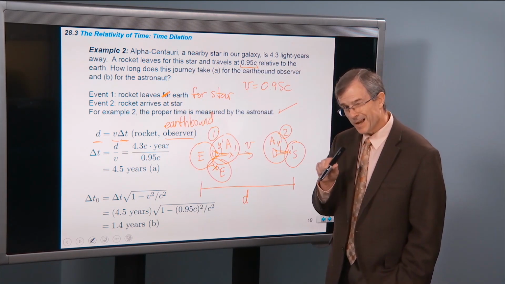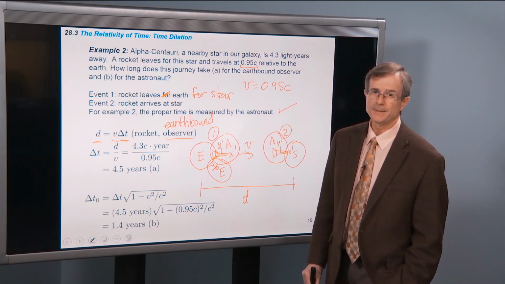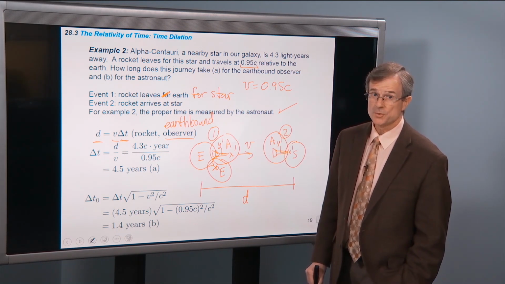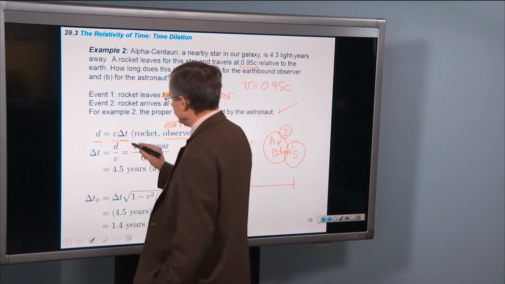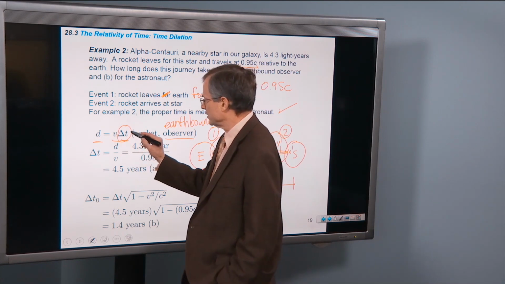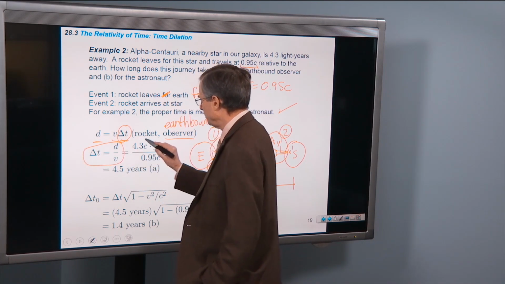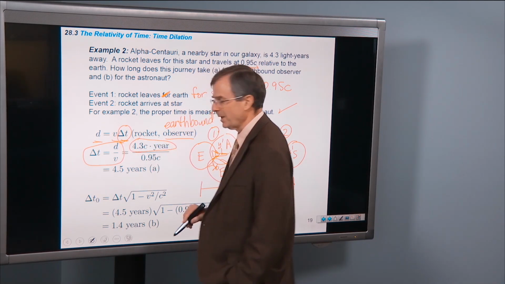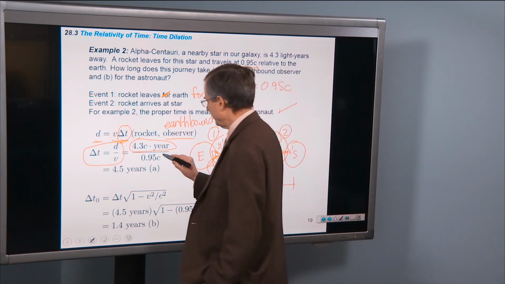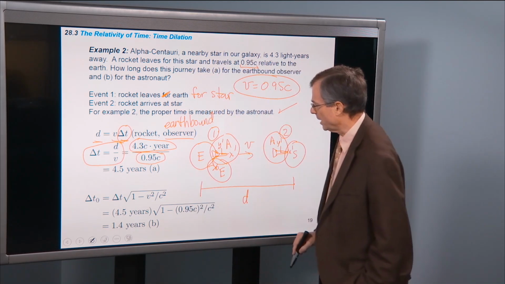And that time is not going to be the proper time. The proper time is going to be observed by the astronaut. So we can solve this equation for delta t by dividing both sides by v. So delta t will be d divided by v. So that's this equation here. We plug in 4.3 light years divided by 0.95 c. That's this velocity of the rocket.